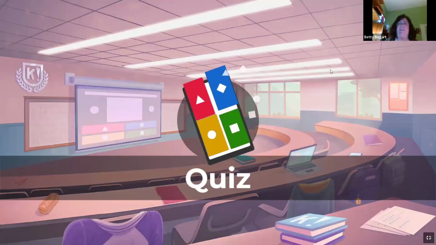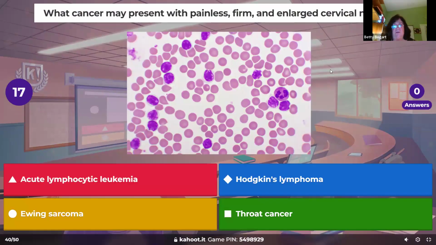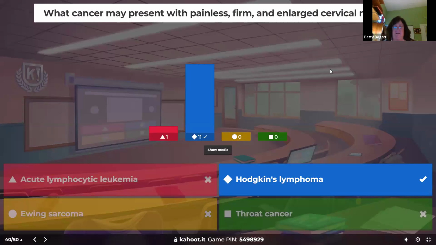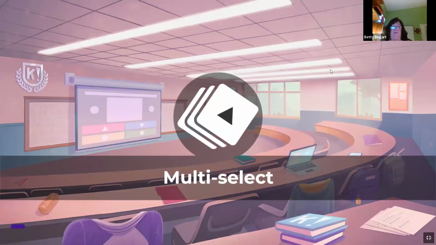Very good. You listened. What cancer may present with painless, firm, enlarged cervical nodes? Painless, firm, enlarged cervical up here. And that's your Hodgkin's lymphoma. The one that's diffuse is your non, right? A multi.